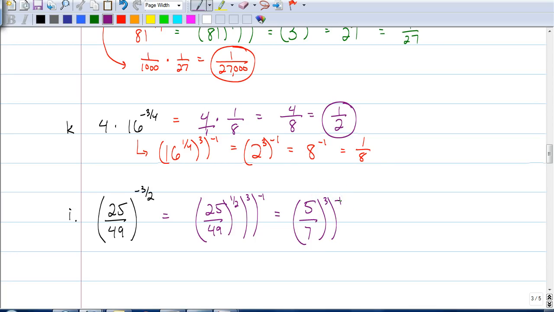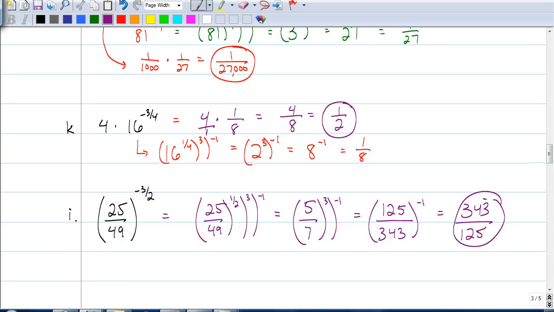Now we're going to apply the power, which is 3, and then the negative. So each of these is going to be cubed. So 5 cubed is 125. 7 cubed is 343. And now we apply the negative, so your answer would be 343 over 125.